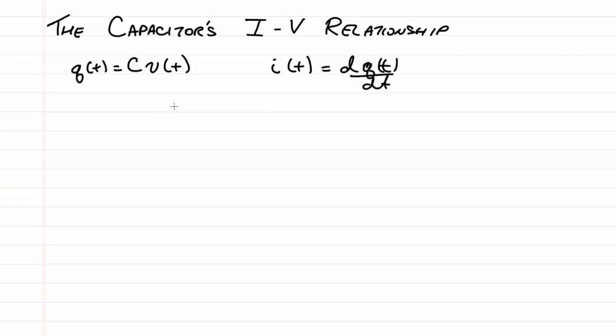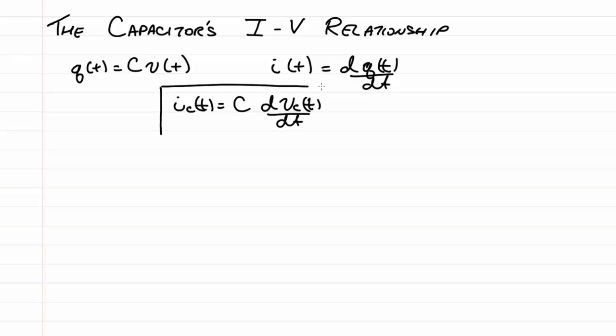Consequently, we can write that the current through a capacitor as a function of time is going to be given by C times the derivative of the voltage across the capacitor with respect to time. And this relationship describes how capacitors' voltage and currents are related. Looking at this equation, we can observe two facts. The first one we note is that if the voltage is constant, its derivative will be zero. With a zero derivative, that means that the current through the capacitor will also be zero.